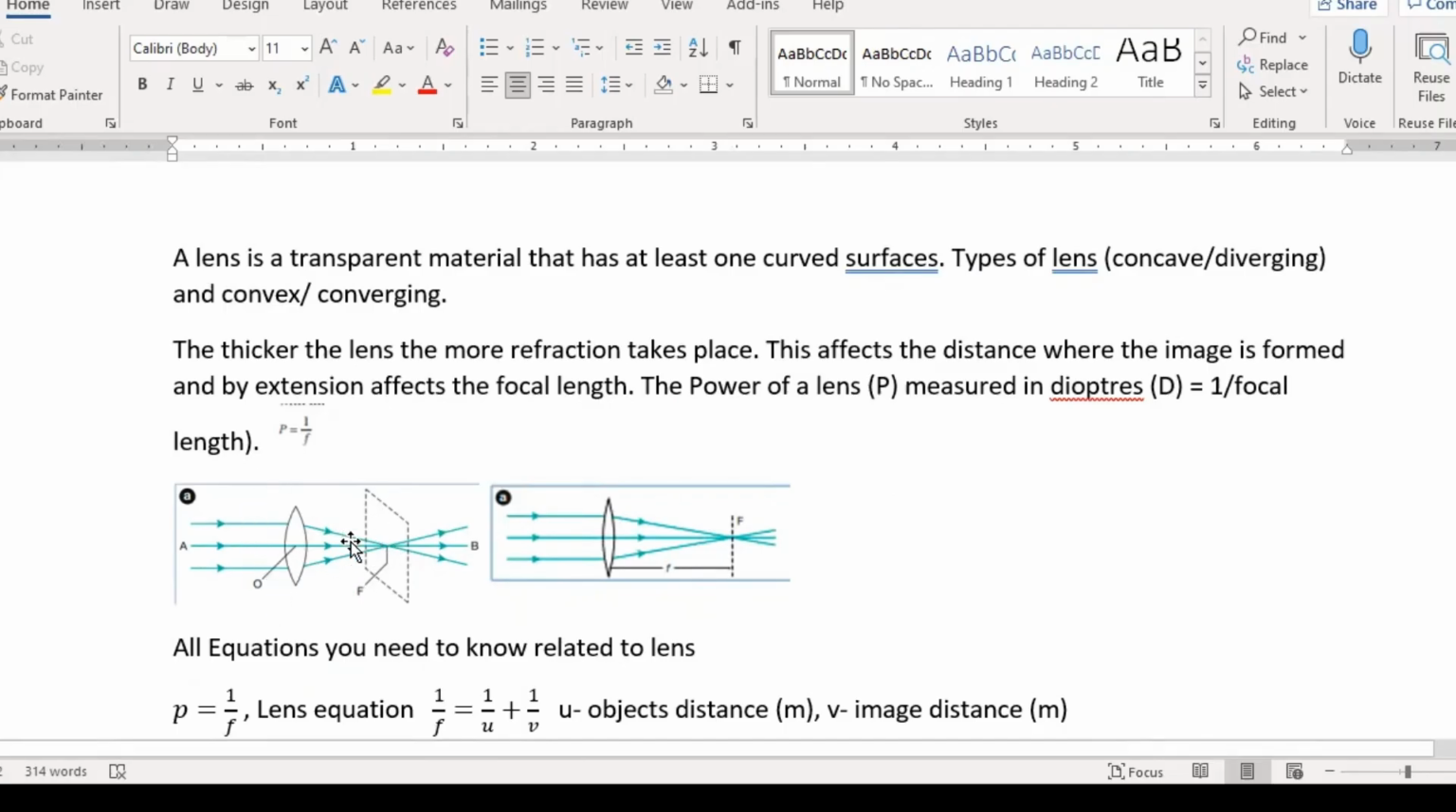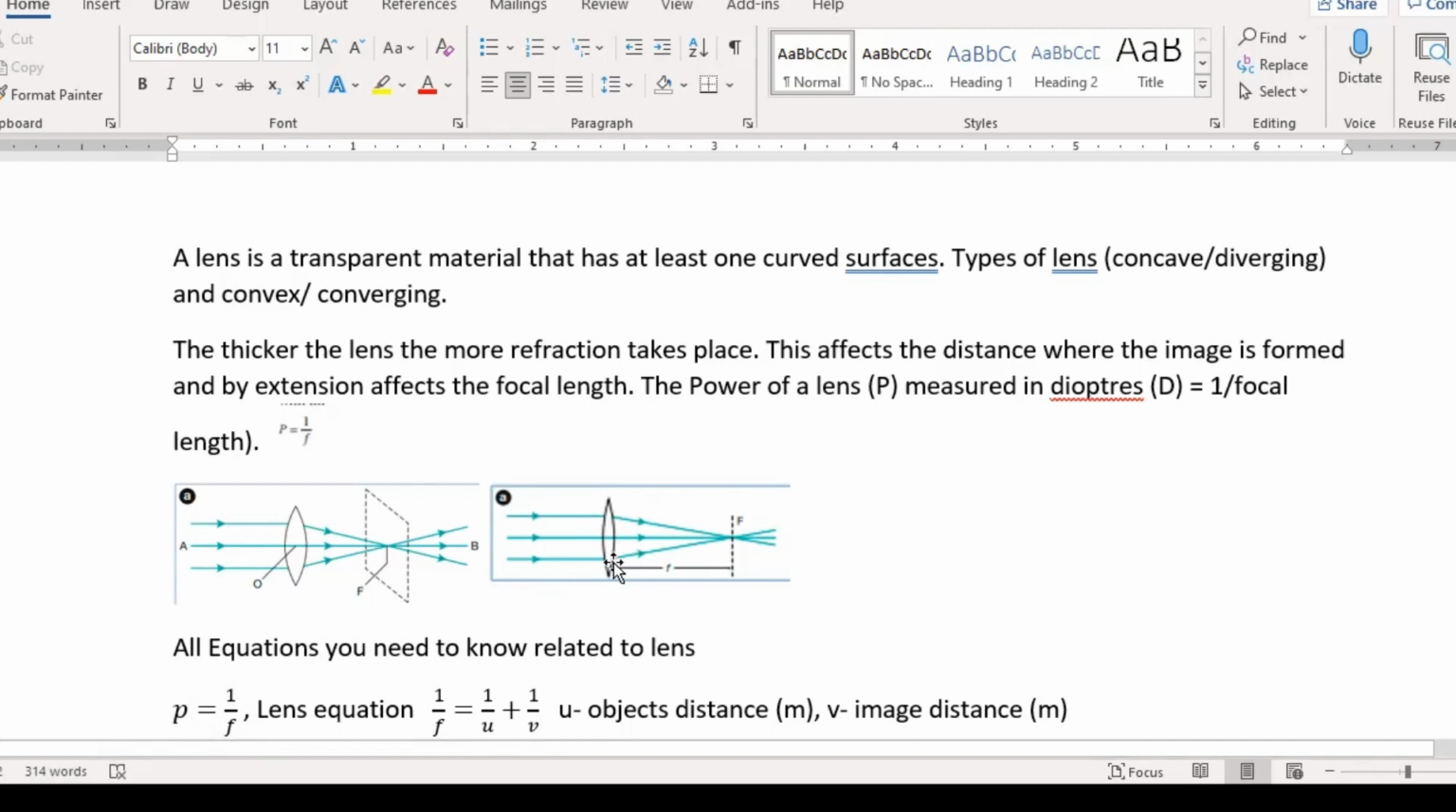So here we have a thicker piece of lens. The thicker the lens is, the faster and the quicker the light rays are going to refract, which means that the focal length is going to become shorter. Having a much shorter focal length tells us that the lens has a larger power, or the power is much, much stronger. And as we said, how you find that out is by taking the formula that says P is equal to 1 upon the focal length, which is F. And then, of course, your unit is going to be diopters.